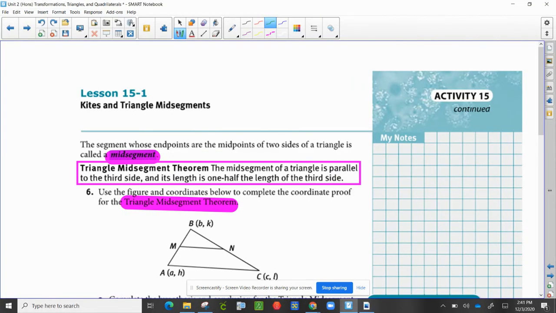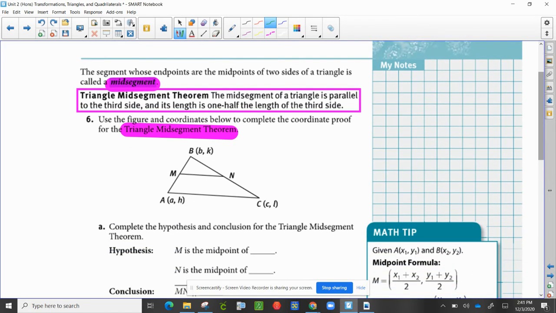This is a big part of today's lesson. A segment whose endpoints are the midpoints of two sides of a triangle is called a mid-segment. What that means is in this triangle ABC, this line MN is a mid-segment. That makes points M and N midpoints. The mid-segment of a triangle is parallel to the third side, and its length is 1/2 the length of the third side. We'll get into that in a second. But if we have midpoints here, that means these sides are going to have to be congruent, BM and AM. Same thing with BN and CN. They're midpoints, so it gives you two congruent parts.